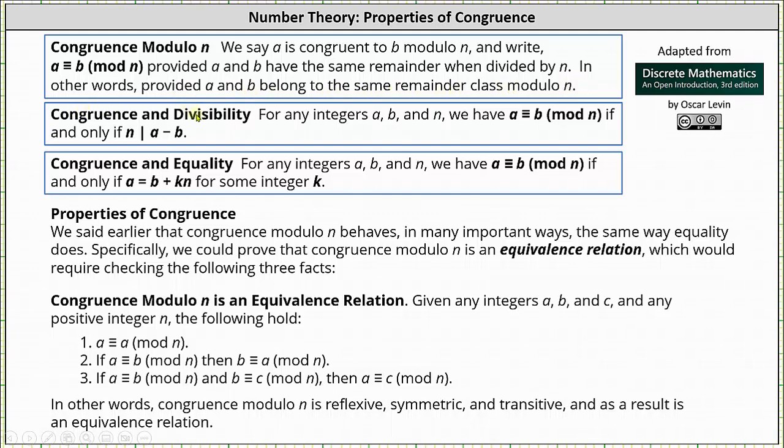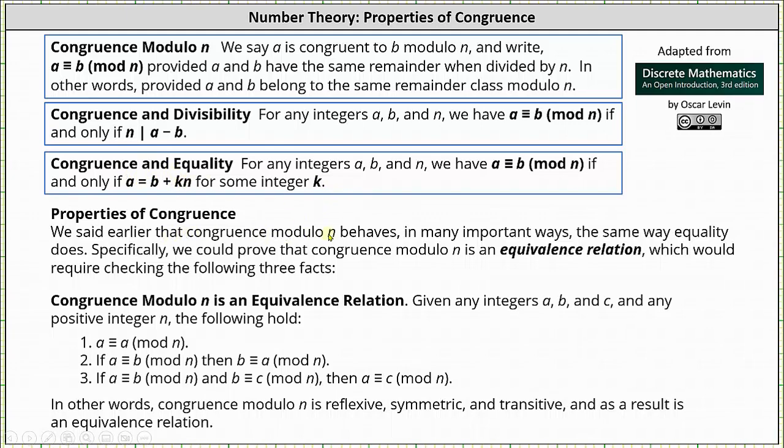Using congruence and divisibility, for any integers a, b, and n, we have A is congruent to B mod n if and only if n divides A minus B. And using congruence and equality, for any integers a, b, and n, A is congruent to B mod n if and only if A is equal to B plus k times n for some integer k. This indicates that A is equal to B plus some multiple of n.